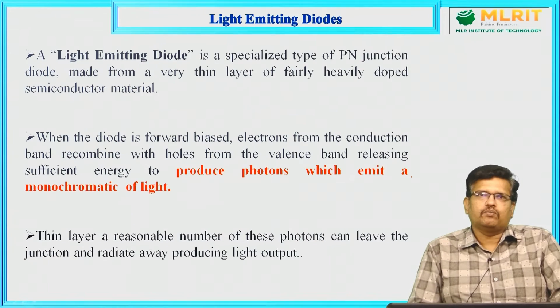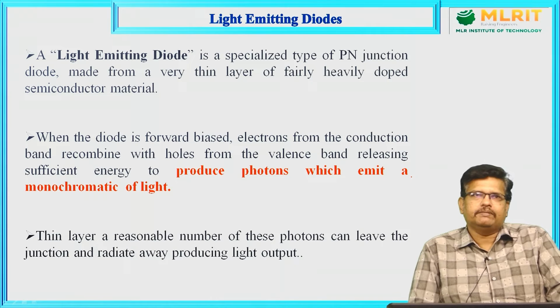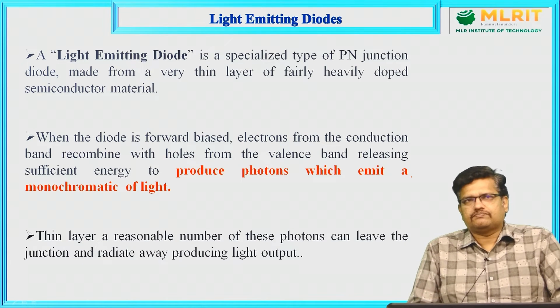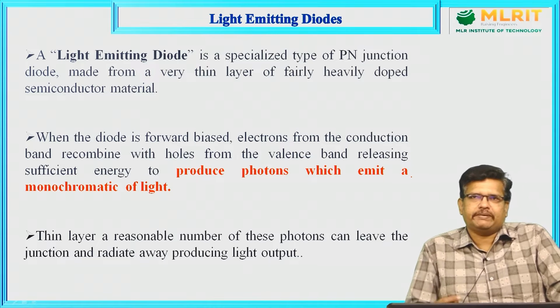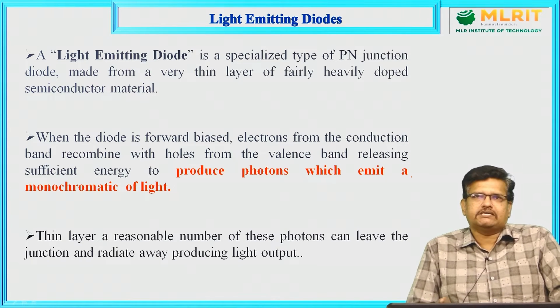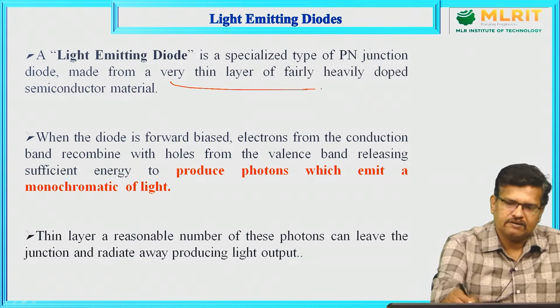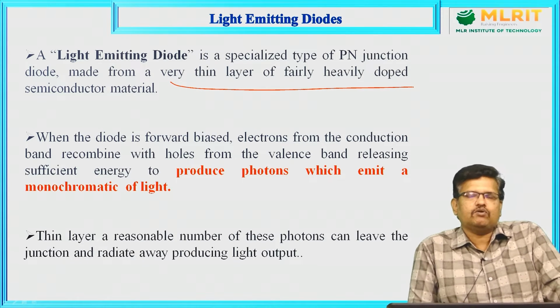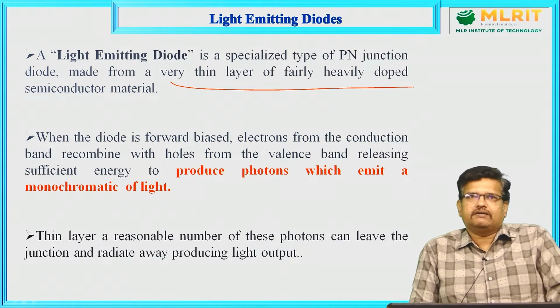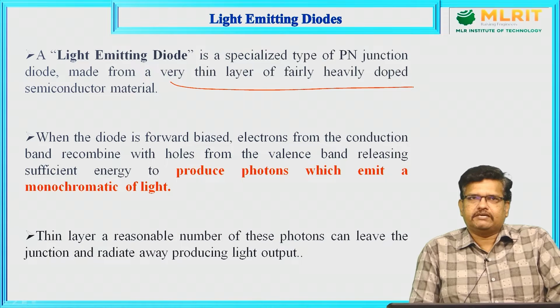Now, we will see light emitting diode. What is the light emitting diode? It is a specialized PN junction diode. We know that the diode is nothing but a combination of the PN type of material. So, it is a PN junction diode made up of very thin layer and fairly heavily doped semiconductor material. This is a very important point while discussing the light emitting diode.